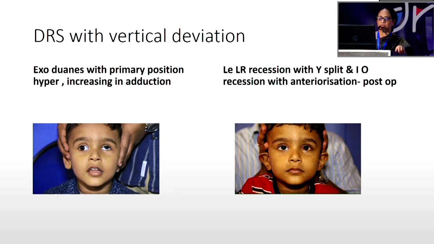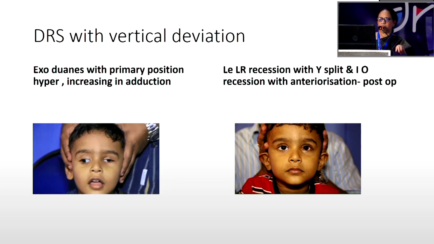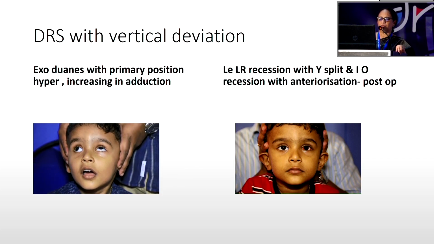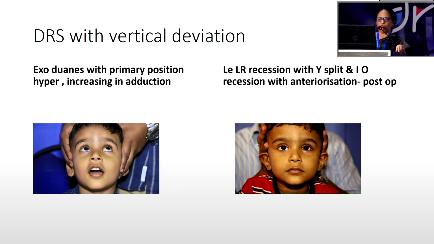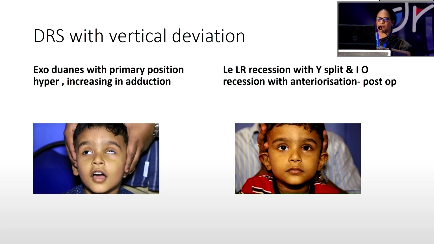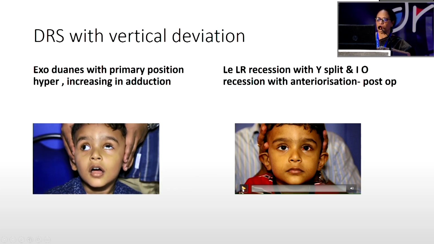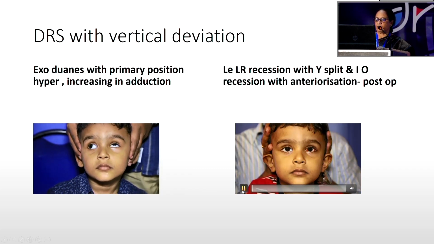See, this is a Duane's retraction syndrome with upshoot on adduction and a primary position hypertropia. If there is no primary position hypertropia but just an upshoot on adduction, it can be tackled by a Y splitting. But if there is a primary position hypertropia also, simple Y splitting will not help to correct the deviation. We have to do an inferior oblique recession also. Look at the picture.